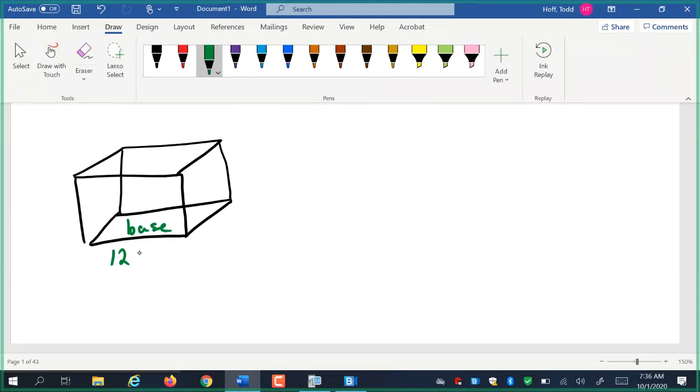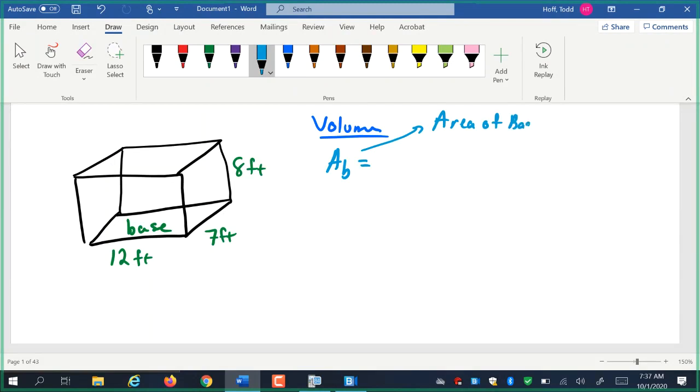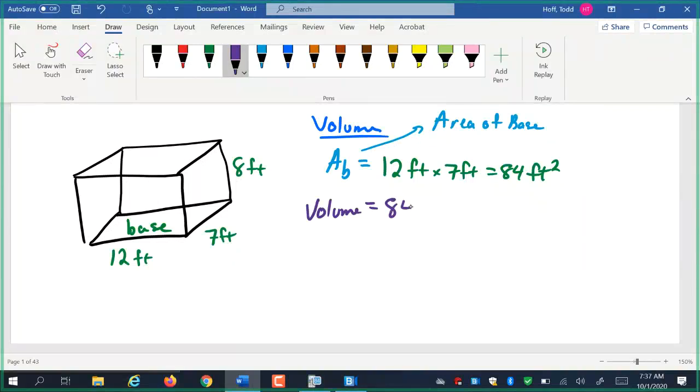Well, let's say this is 12 feet by 7 feet by 8 feet. So to find the volume here, we'll find that A with the little b refers to the area of the base. The area of the base here is just a rectangle. We're going to use the bottom again, 12 feet by 7 feet, or 84 feet squared, or square feet. So then the volume is just the area of that base, the 84 square feet, times the height, which is going to be the 8 feet. I believe that is 672 square feet times feet is feet cubed, or cubic feet.